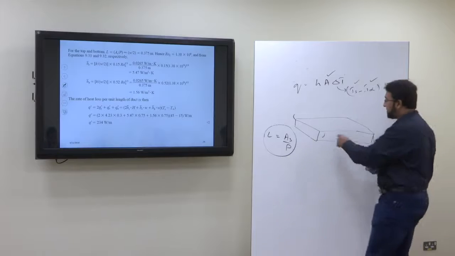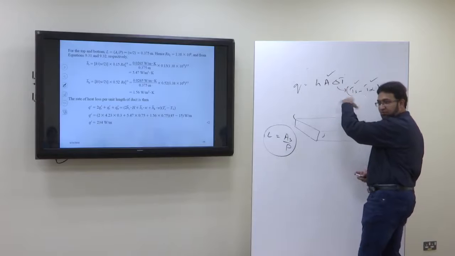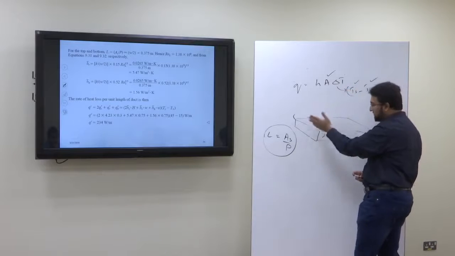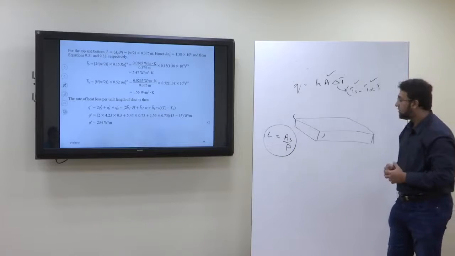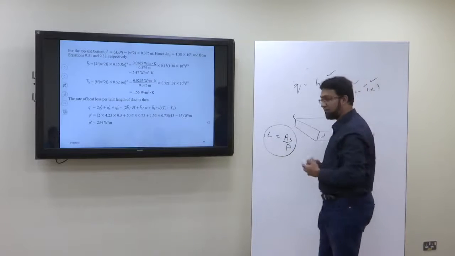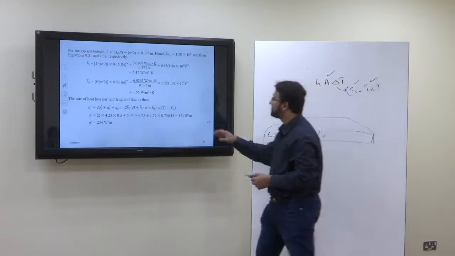Now here the perimeter will be the boundaries across which the heat transfer is occurring, and surface area is the area across which heat transfer is occurring. Now the question is, what will be this formula? Can you tell me what will be A_S here?